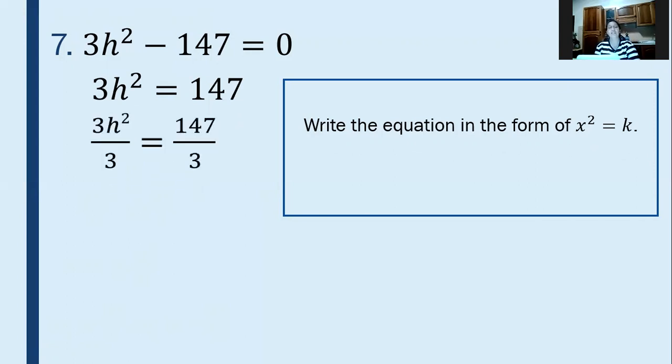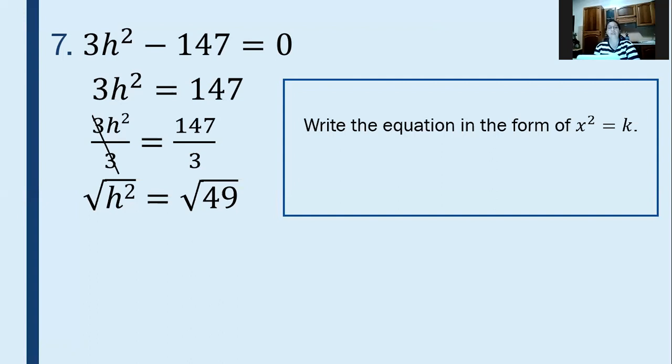Since 3 here is not a perfect square, we have to divide both sides of the equation by 3. Again, the numerical coefficient of h squared is 3. Since 3 here is not a perfect square, we have to eliminate it. Divide both sides by 3. 3h squared divided by 3 is equal to h squared, and 147 divided by 3 is equal to 49.